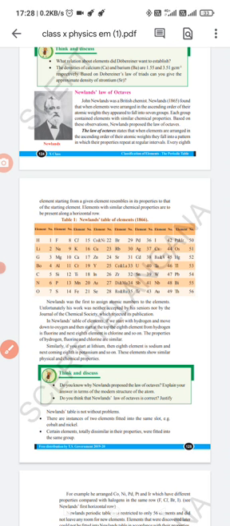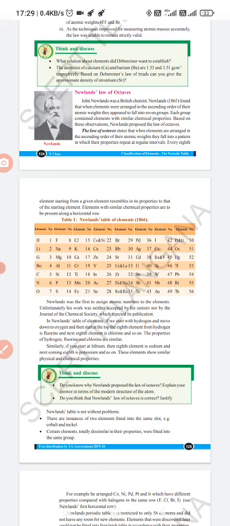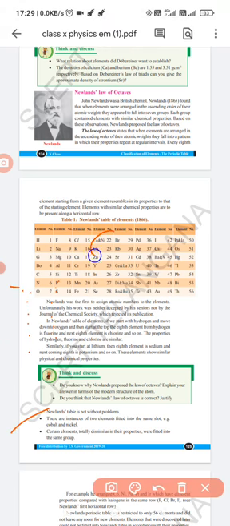Newlands' table is not without problems. Newlands' table also has some problems. What are those problems? Let us see. There are instances, meaning situations, where two elements were fitted into the same slot. Example, cobalt and nickel. We can see here, he fitted two elements, cobalt and nickel, Co and Ni, in the same box, the same slot. So it is a disadvantage, or a problem.